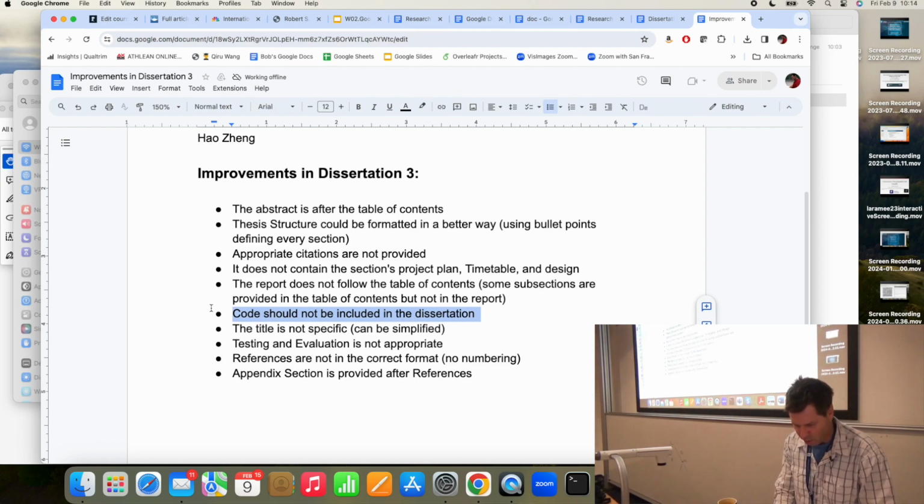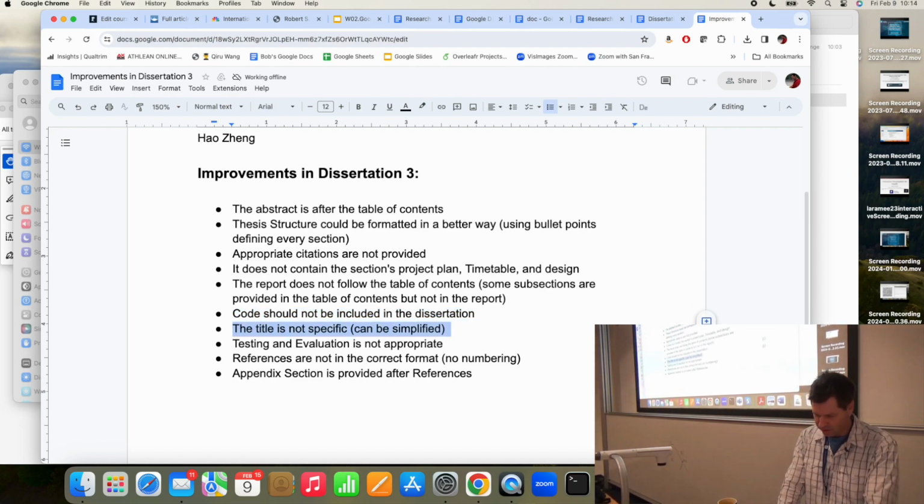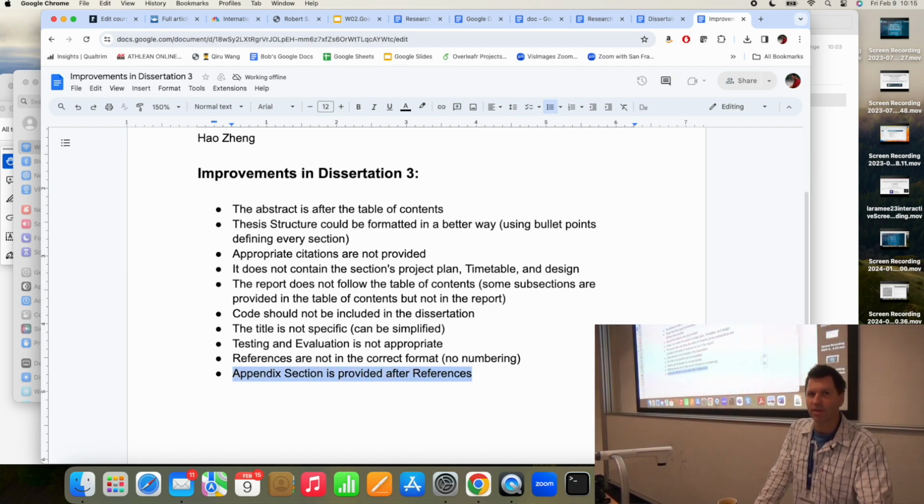Yes, the title is poor. Very good. Very good. Testing and evaluation is very poor as well in this. We're going to talk about that in more detail in future lectures. This is correct. That's well spotted. Yeah. It's okay if there's an appendix after the references. That's fine. There's nothing wrong with that. It happens often that appendices are after references, so that's not a problem actually. But overall, good.